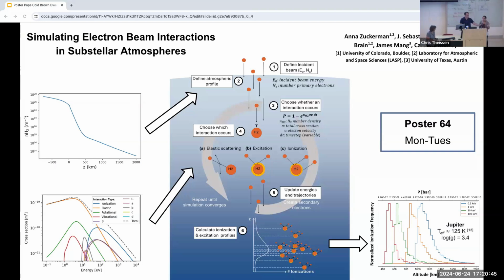Hi, I'm Anna Zuckerman. I'm a PhD student at CU Boulder working with Sebastian Pineda. I've been interested in how aurorae work on brown dwarfs. Basically, aurorae have been detected on brown dwarfs, but they don't necessarily look how we might expect them to. So if you're interested in hearing about my model of energetic electron beams in brown dwarf atmospheres, feel free to talk to me. I have poster 64 today and tomorrow.